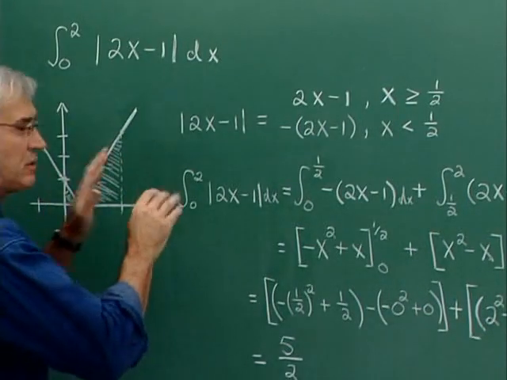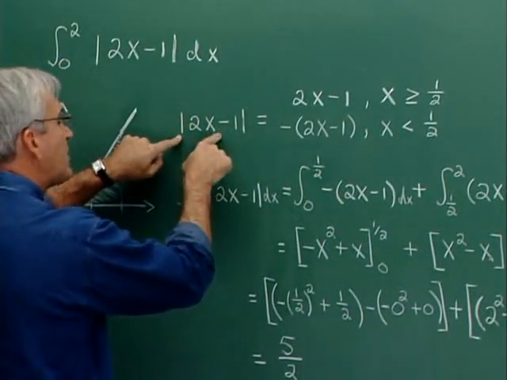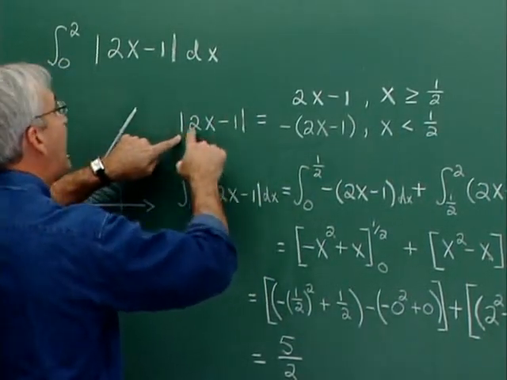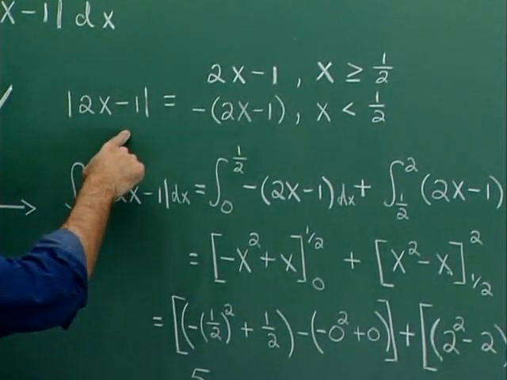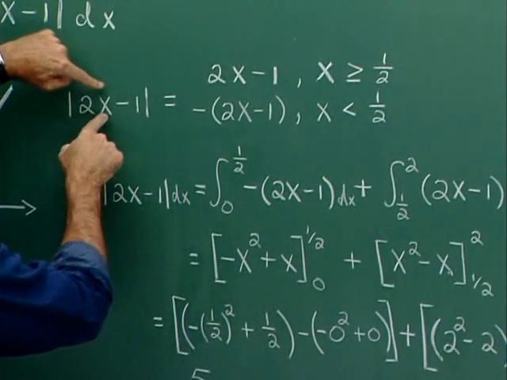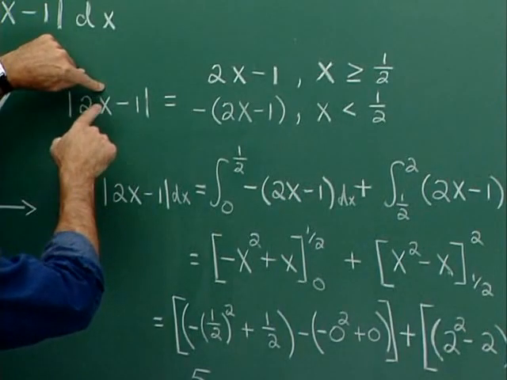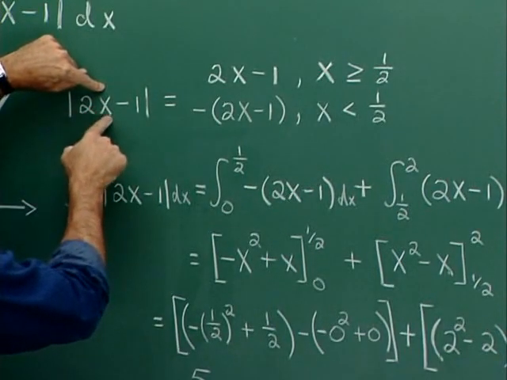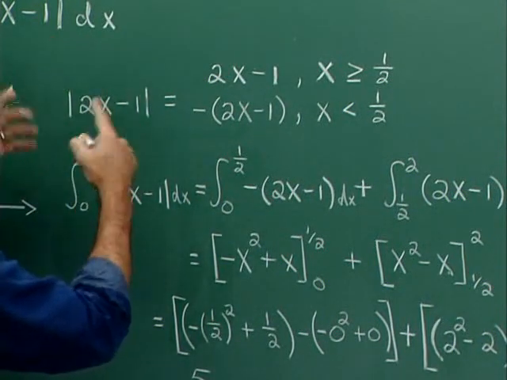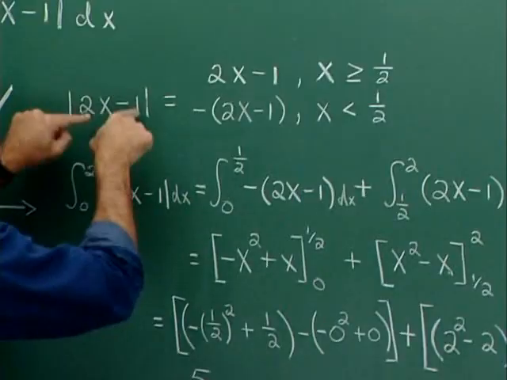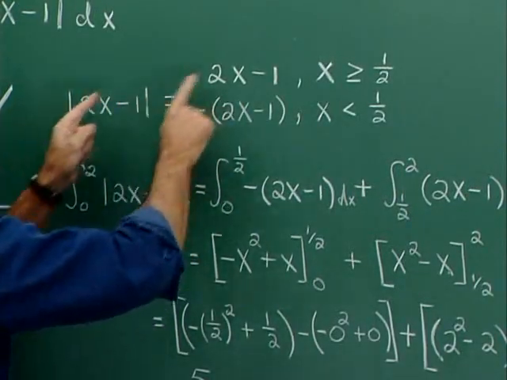Now, here's why it splits into two cases. The absolute value of this expression will be the expression itself as long as the value of the expression is positive. Now when is the value of the expression positive? Well, it's positive for x values that are greater than or equal to 1/2. You see, if x is 1/2, we have 1/2 times 2, then minus 1. And when x is greater than or equal to that, the absolute value of the expression is itself. So the definition of this splits into two cases.